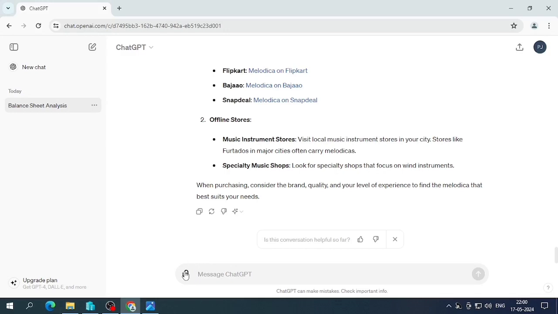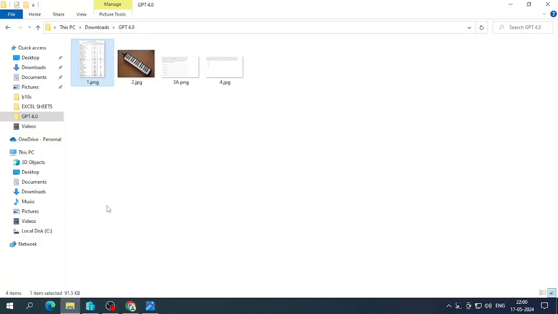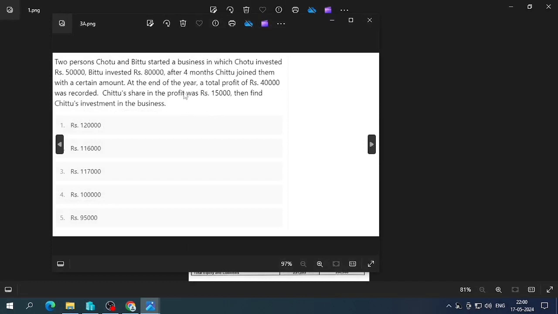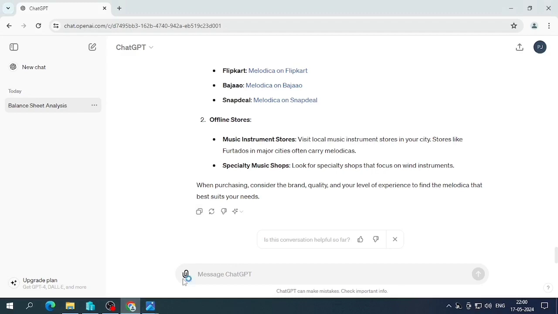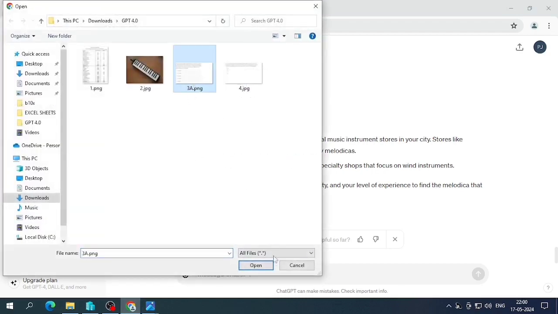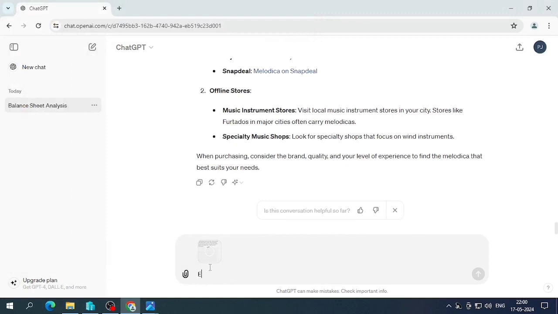Now let's upload the third image. This one is a question from investment. So let's upload this image, and I'm giving the prompt, give the answer from the image and explain it as if I am a 10-year-old person. Now let's see what ChatGPT replies.